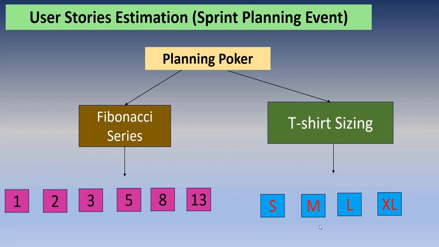Likewise, in the same way I explained for t-shirt sizing, here also for each and every user story, if we have 5 developers, the Scrum Master will give access to all these cards to all the developers. The 5 developers will select the story points based on their understanding of that user story.